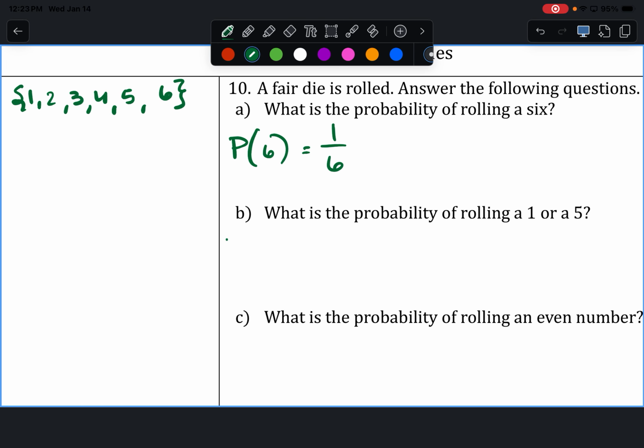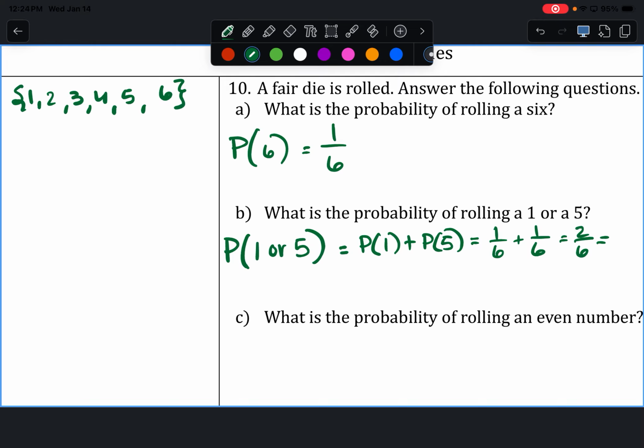Then it asks us, what is the probability of rolling a 1 or a 5? Okay? How do we know how to find that? Since it's or, is rolling a 1 and rolling a 5 mutually exclusive? Yes. So we can just find the probability of 1 plus the probability of 5. What is the probability of 1? What is the probability of rolling 5? Which gives us? Which is the same thing as? All right.